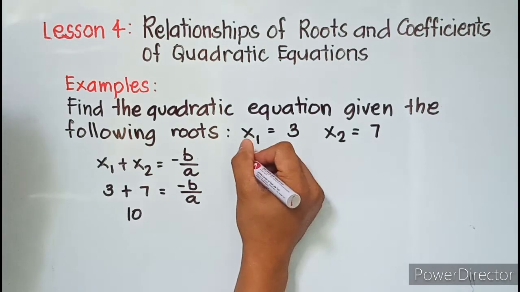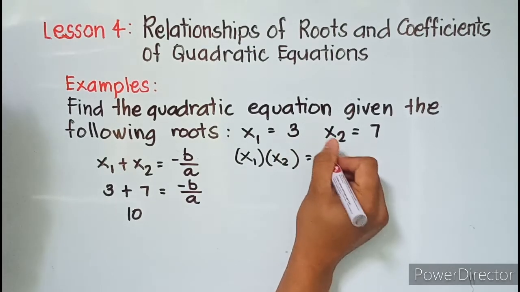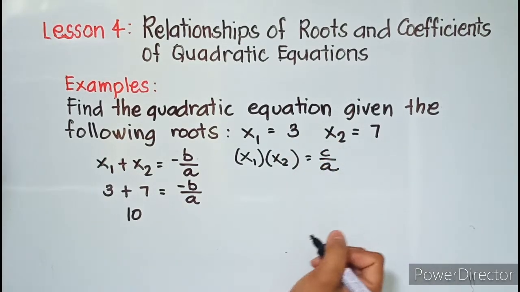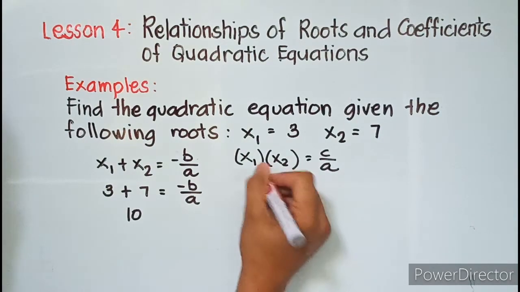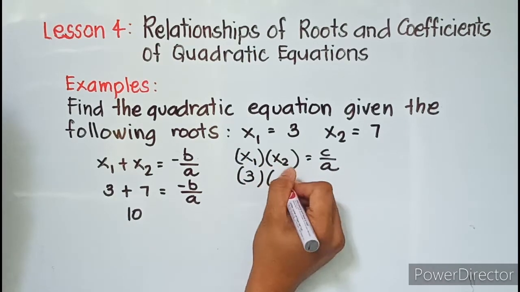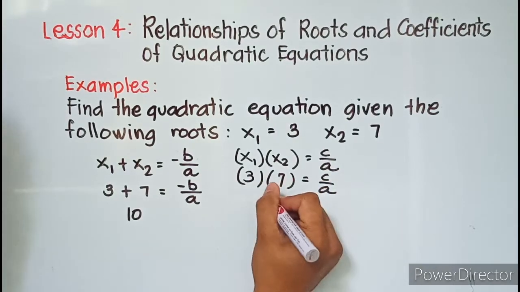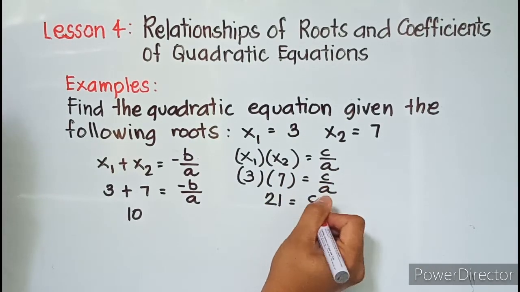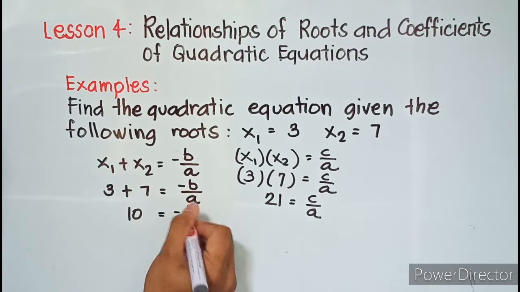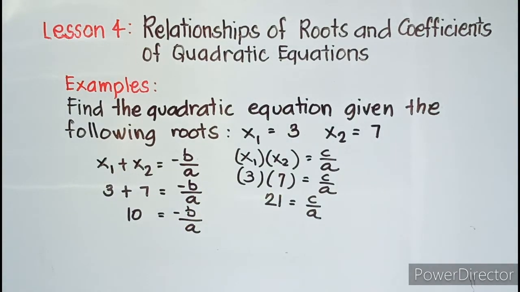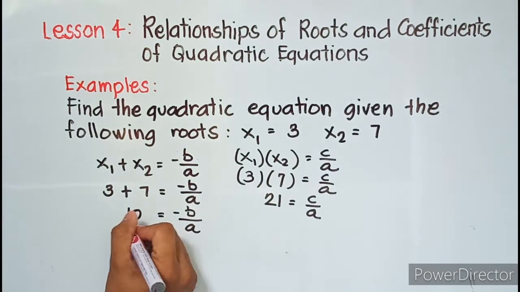How about for the product? X sub 1 times x sub 2 equals c over a. So we will have x sub 1 times x sub 2. So we have 3 times 7 equals c over a. So 3 times 7 is 21, is equal to C over A. Now, this is negative B over A. So, our sum is whole number and our product is whole number. So, the denominator of this is 1.